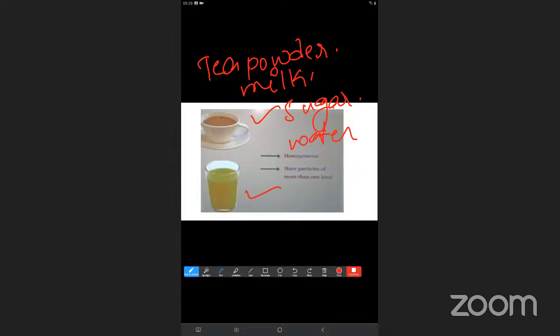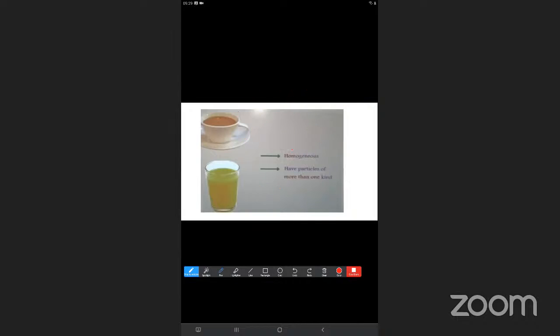Sometimes we may take more milk or more sugar or tea powder or water. Always the ratio is not fixed to prepare the tea, and we will not always prepare 1 cup of tea. Sometimes we may prepare more cups of tea, right? So to prepare tea, the ratio is not fixed, even though it is homogeneous. Why is it homogeneous? Here you can see orange juice. What are the ingredients in this? Orange pulp, water, and sometimes we may add some amount of sugar. Here also the composition is the same throughout the solution.